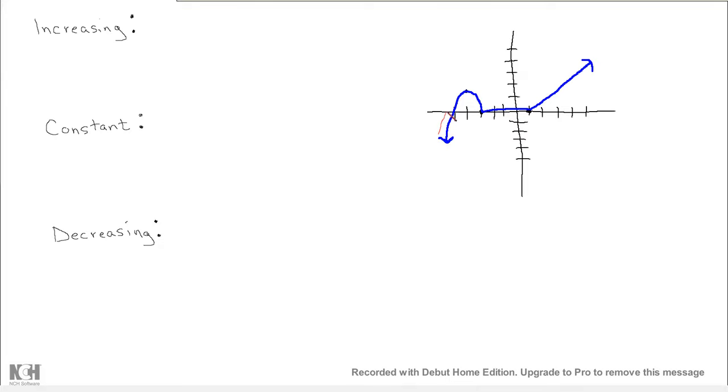Now what am I doing here? Well, I'm going up as the graph goes up. So at this point I'm increasing until I get to the top of this hill. Then I start decreasing, because now I'm going down until I get to the bottom. Now it's flat, so on this part I am constant until the hill starts going back up again.